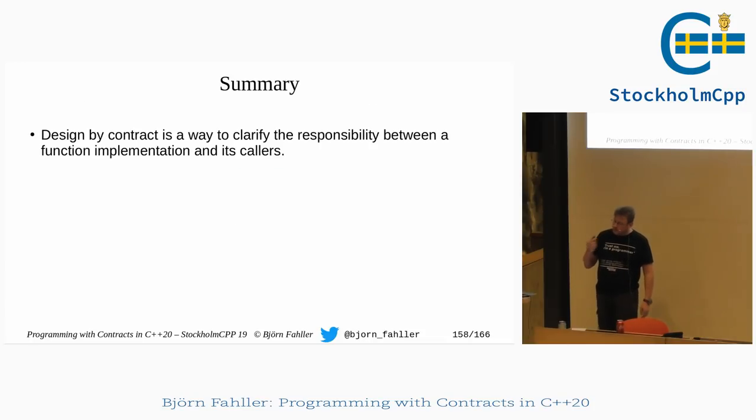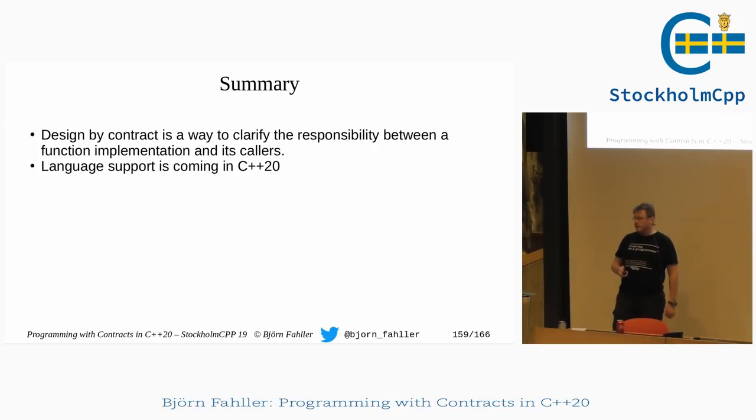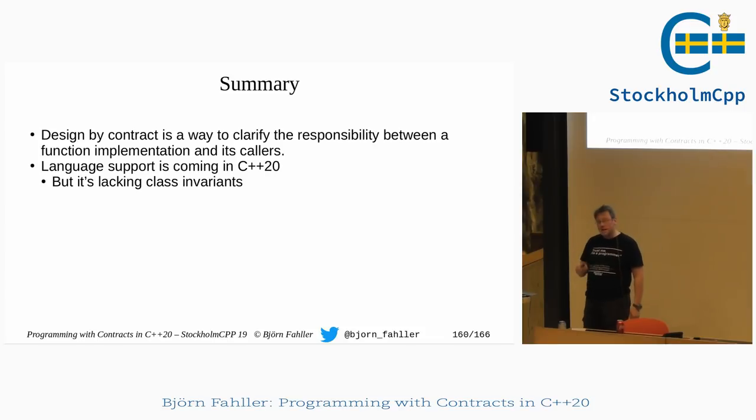So, in summary, we can say that design by contract is a way to clarify the responsibility between the function implementer and its caller. It's not watertight. We cannot express everything, but we can express a lot. And we can point to who is the guilty party, who is to blame, who done it. Language support is coming in 20. Well, is. The standard isn't fixed yet. Everything can happen, but I think it's pretty darn likely that it will come.